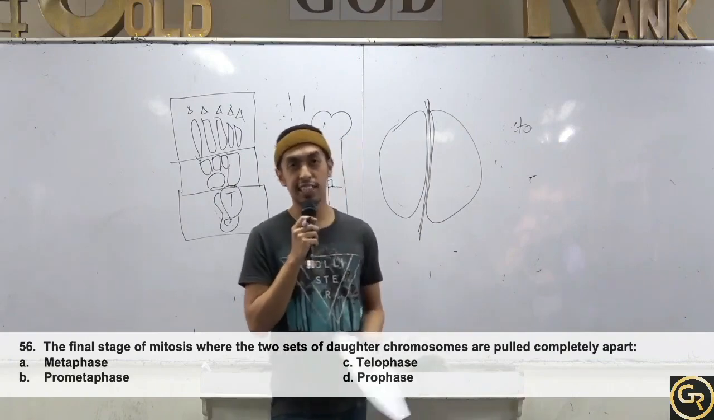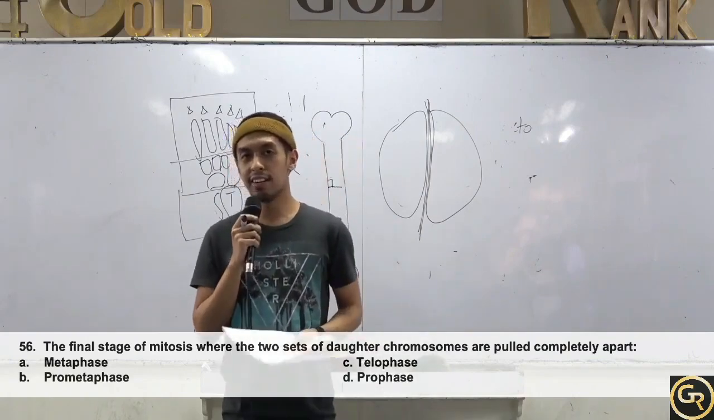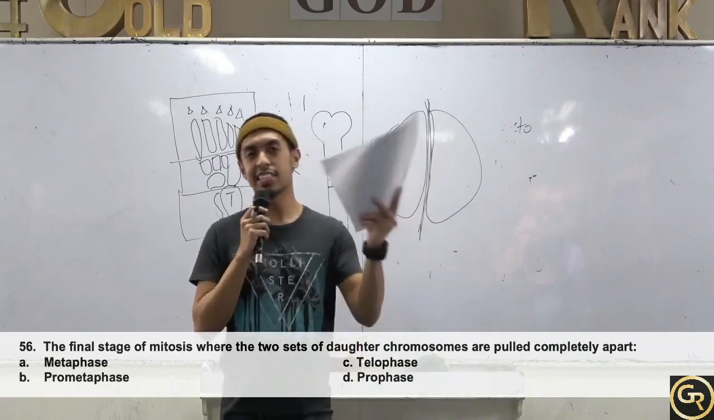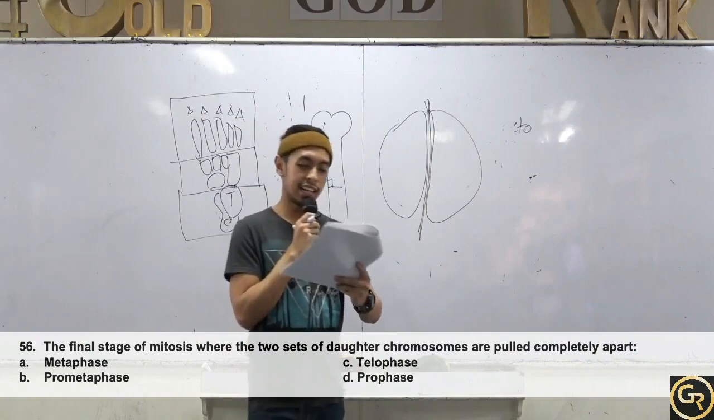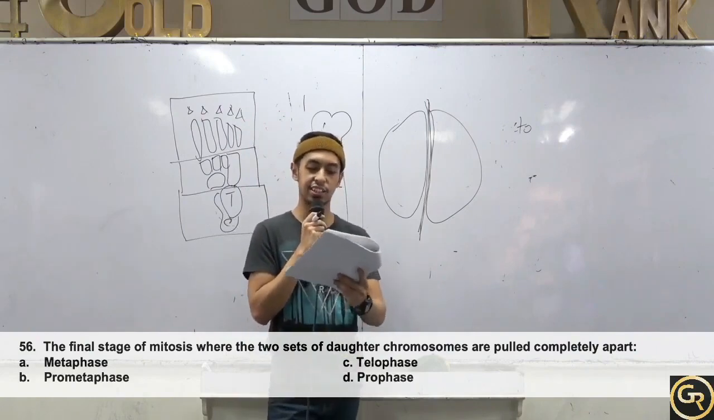56. The final stage of mitosis where the two sets of daughter chromosomes are pulled completely apart. Ano po ang final stage ng ating mitosis? Okay? Diba? Una, prophase, metaphase, anaphase, and lastly, it's your telophase. Okay? Your telophase, letter C.